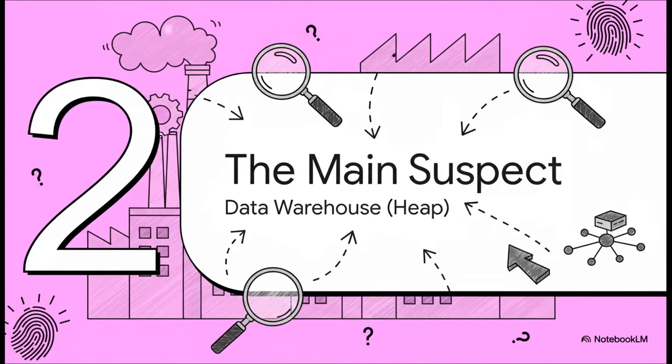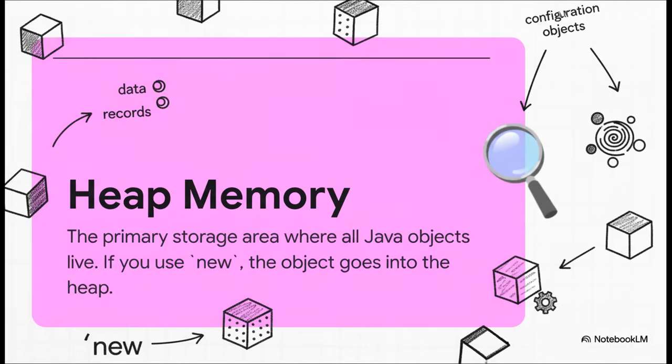Okay, so in our investigation, we follow the evidence. And when it comes to that out-of-memory error, all signs, every single clue, point to one massive location inside our factory. We're talking about the main data warehouse, which in JVM speak is called heap memory. The heap is the absolute workhorse of JVM memory. I mean, every single object your application creates, every data record you process, every list, every map, it all ends up living here. Anytime you type that little word new in your code, you're basically telling the factory manager, hey, make some space for this new thing in the warehouse.